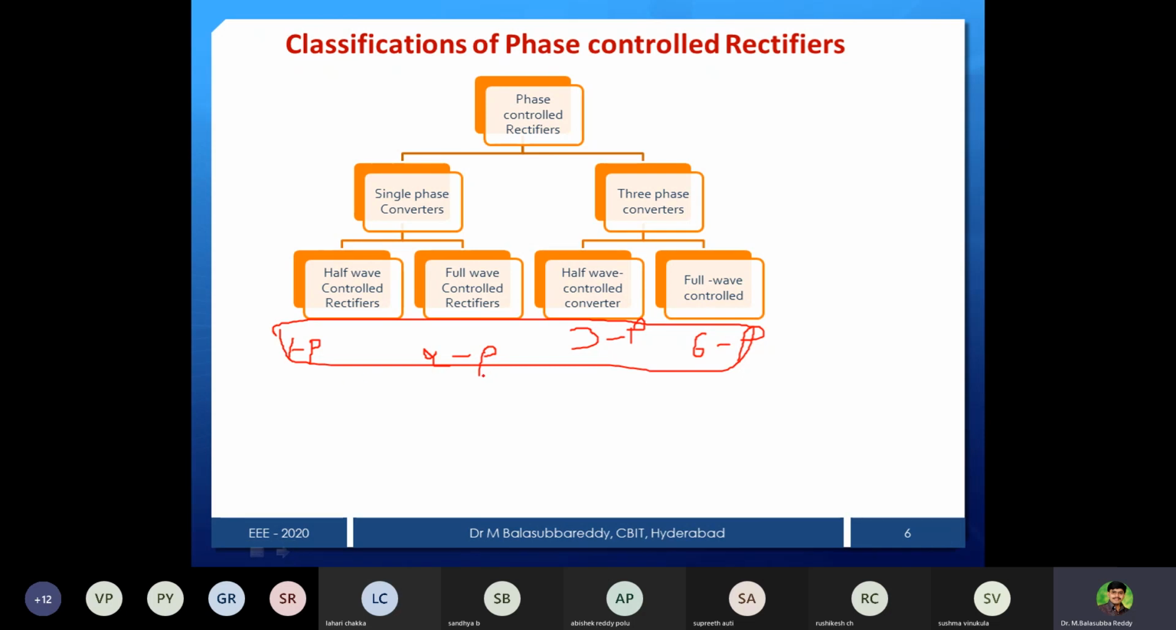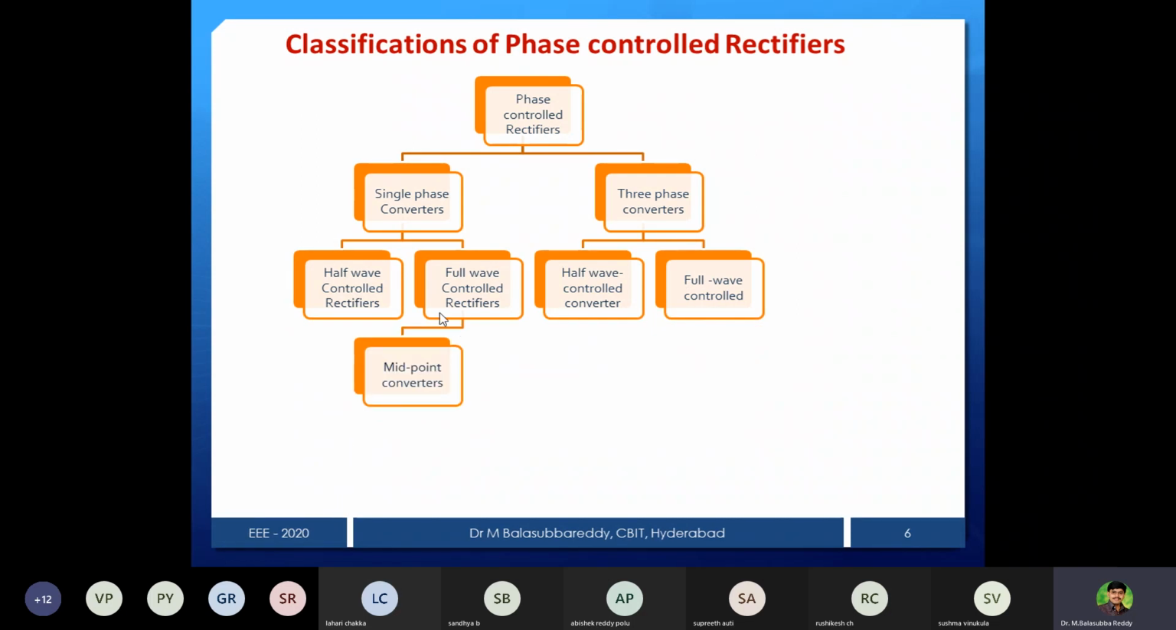And another, based on the load also, we can see that you can get first quadrant alone, or first and second quadrants, and then all four quadrants. So these are based on the quadrant operation. So like this we can classify the controllers. And again, full controller we can divide into midpoint converter and bridge converter.